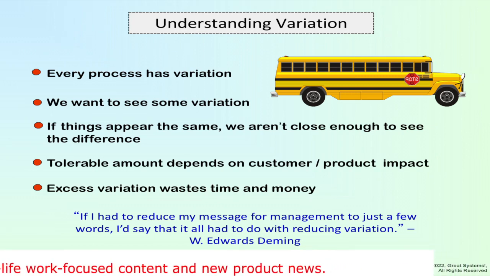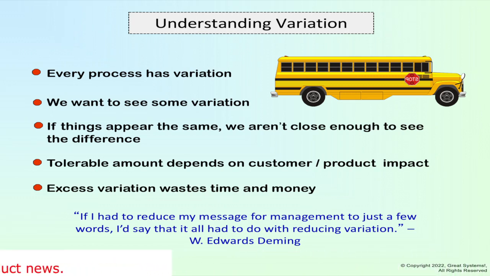Understanding variation. Every process has variation. We want to see some variation. If things appear the same, we aren't close enough to see the difference. Tolerable amount depends on customer or product impact. Excess variation wastes time and money. W. Edwards Deming said, "If I had to reduce my message for management to just a few words, I'd say that it all had to do with reducing variation."